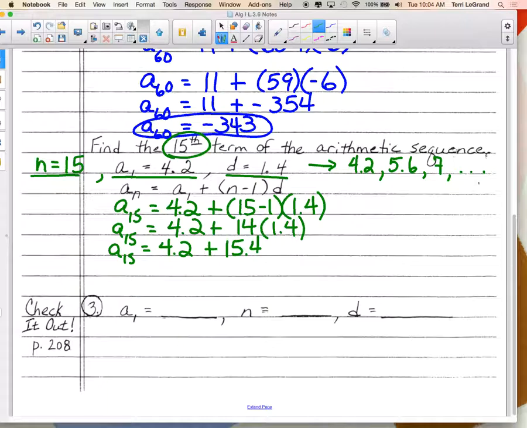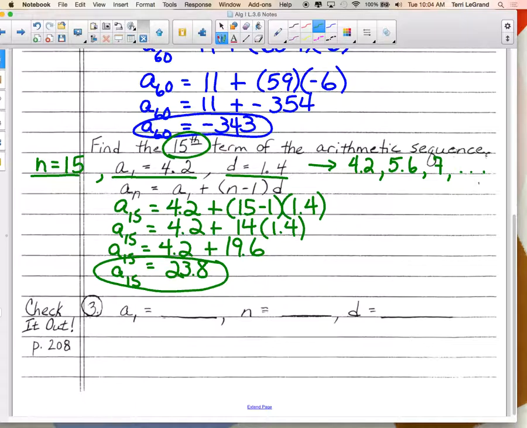Everybody agree? I don't know that I do. No, Devin, what do you have? 19.6. Yeah, 14 times 14 is 196, but then we have to move back a decimal point, so it is actually 19 6/10. And now when we add that to our first term, we get what? 23.8, 23 8/10. The 15th term is 23 8/10.